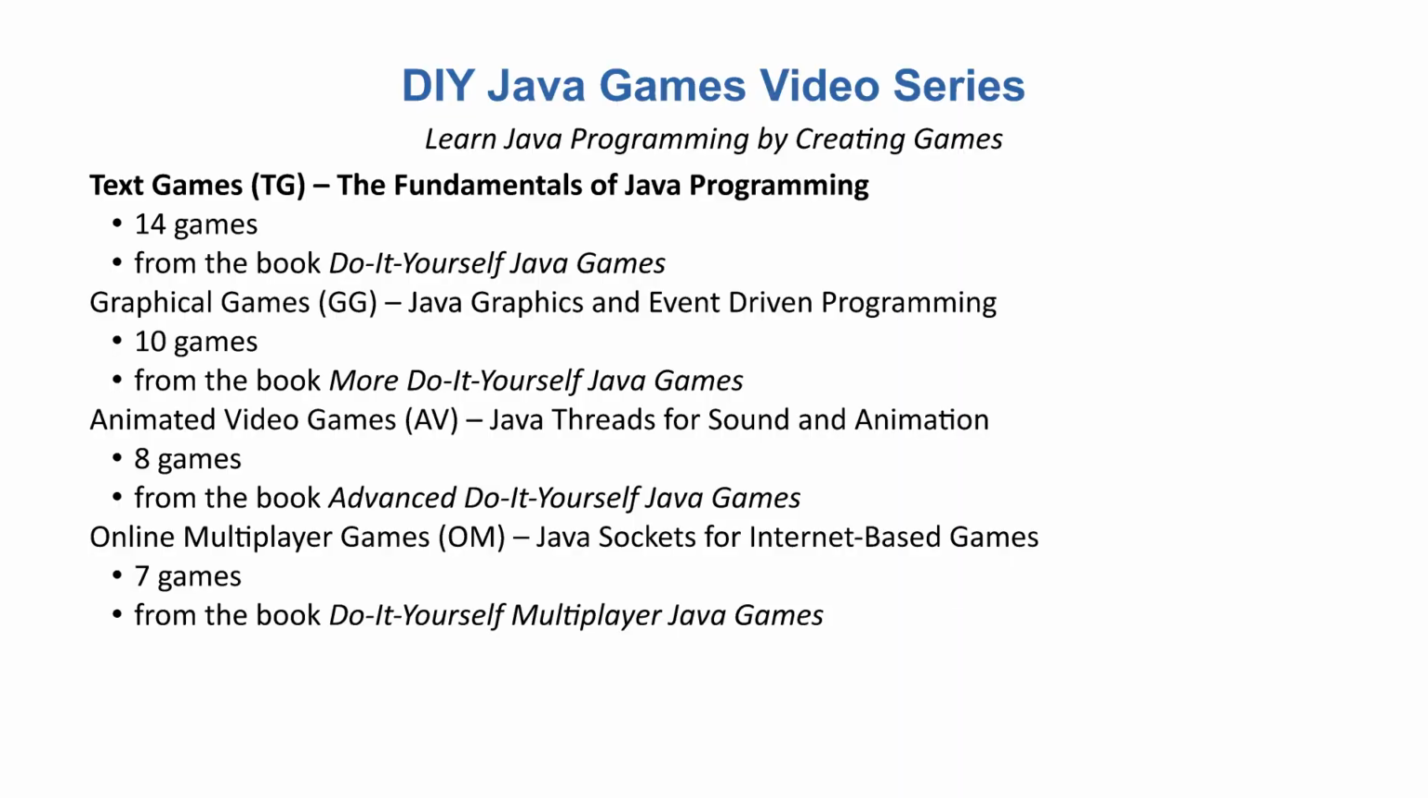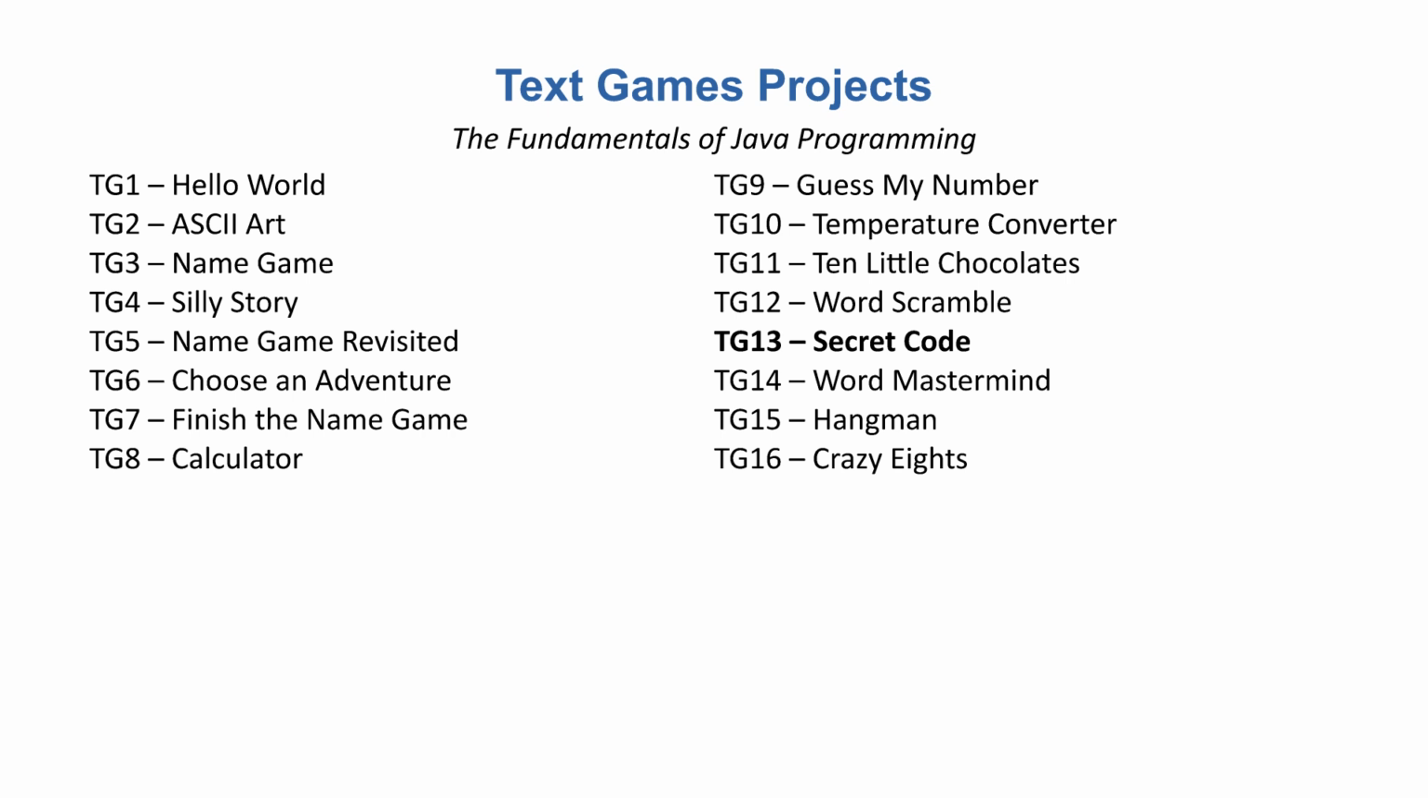We're currently in the text game video series TG, the first of 4 types of game series. The focus of this series is to cover the fundamentals of Java programming. You'll learn how, when, and why Java programs are written the way they are. This series has 16 projects. Each project assumes you already have the skills taught in the previous projects. Unless you have other Java programming experience, I recommend that you do all the previous projects in this series before starting this project. A link to the entire text game playlist is provided in the description below.